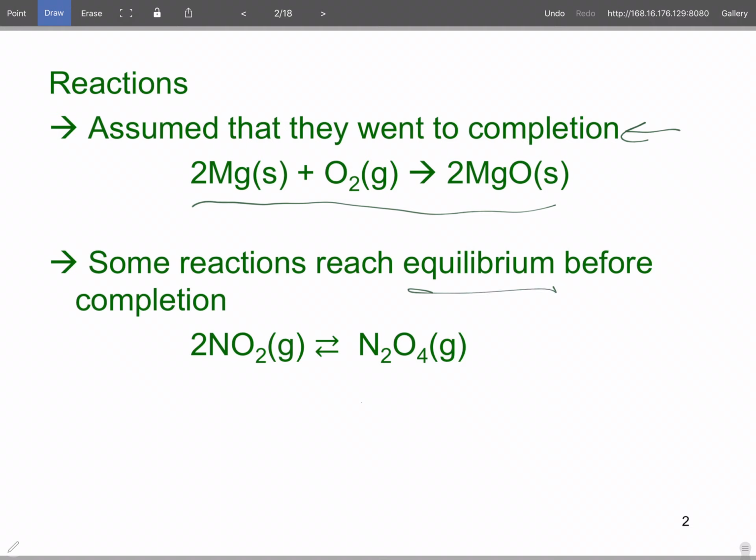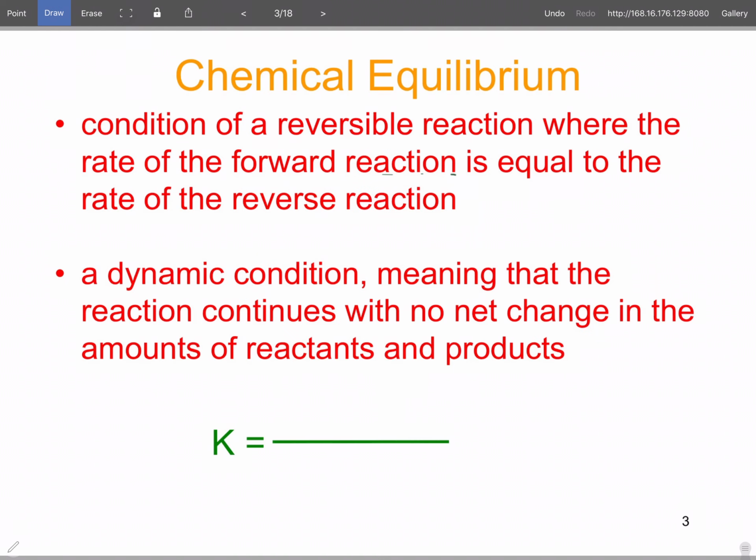Well, what does that mean? That means that the reactants are going to form products and the products are going to form reactants, which means they don't go one way, nor do they reach what we call completion. They keep going back and forth. So this is chemical equilibrium, which is the condition of a reversible reaction where the rate of the forward is equal to the rate of the reverse. So rate forward is equal to rate reverse. Okay, and this is a dynamic condition, meaning that the reaction continues with no net change.